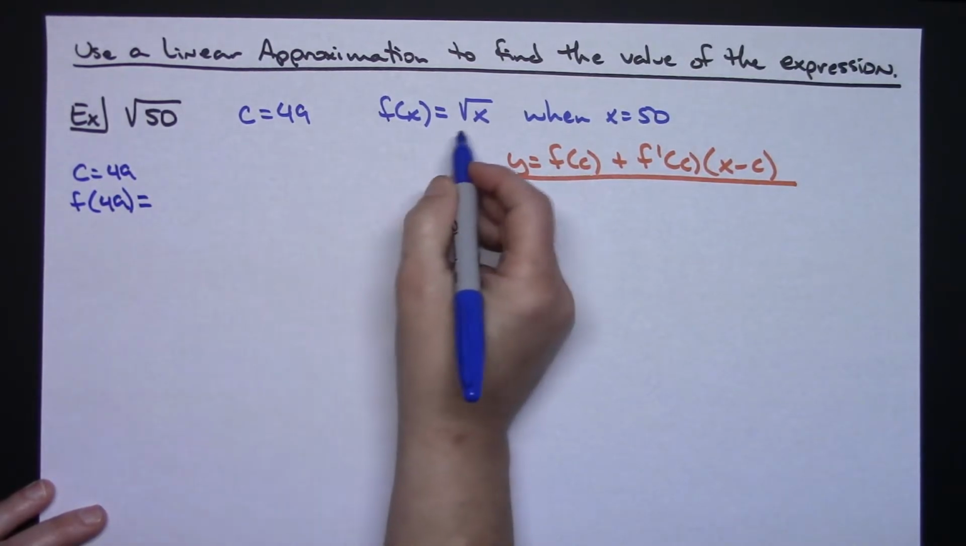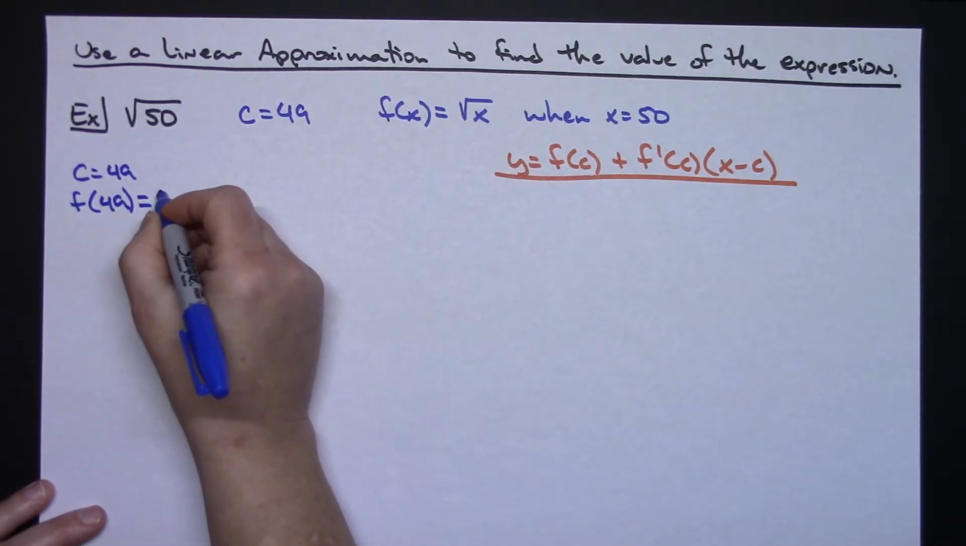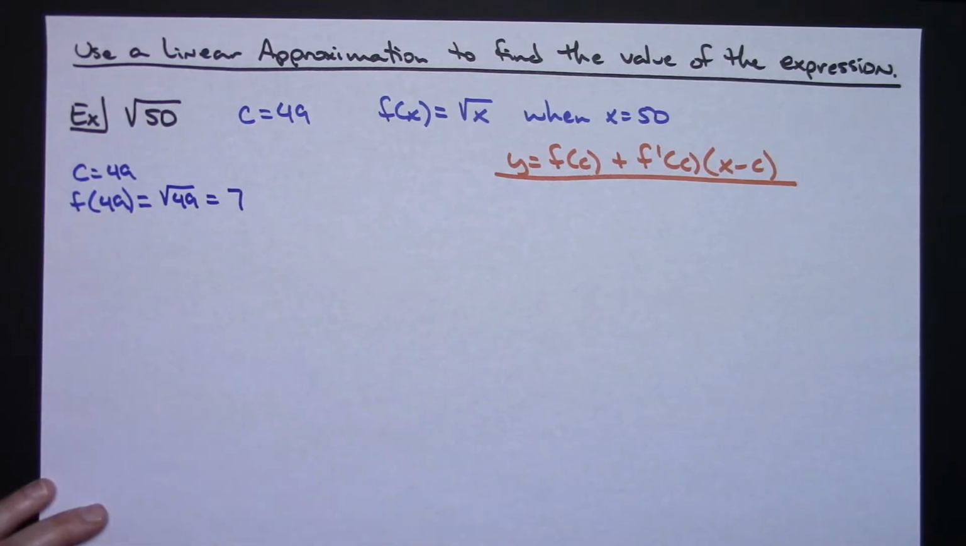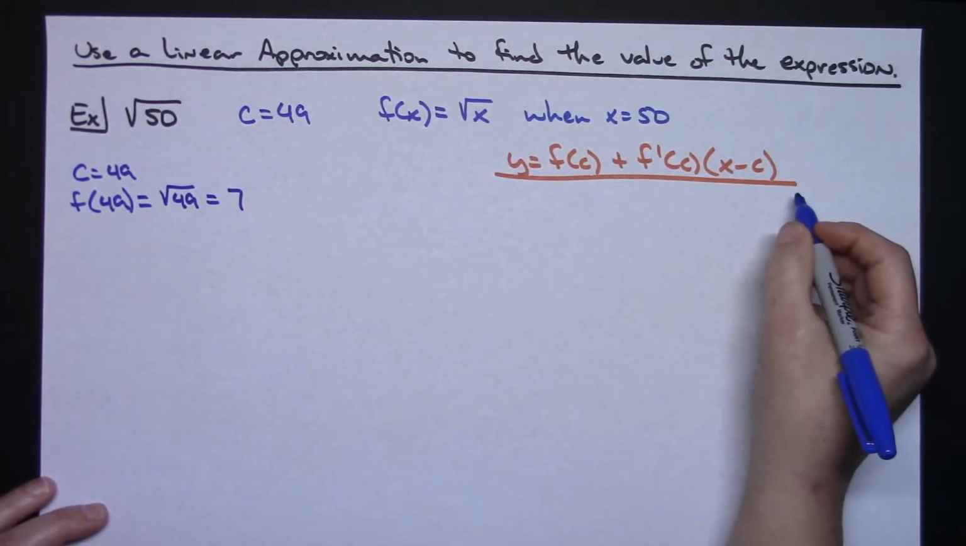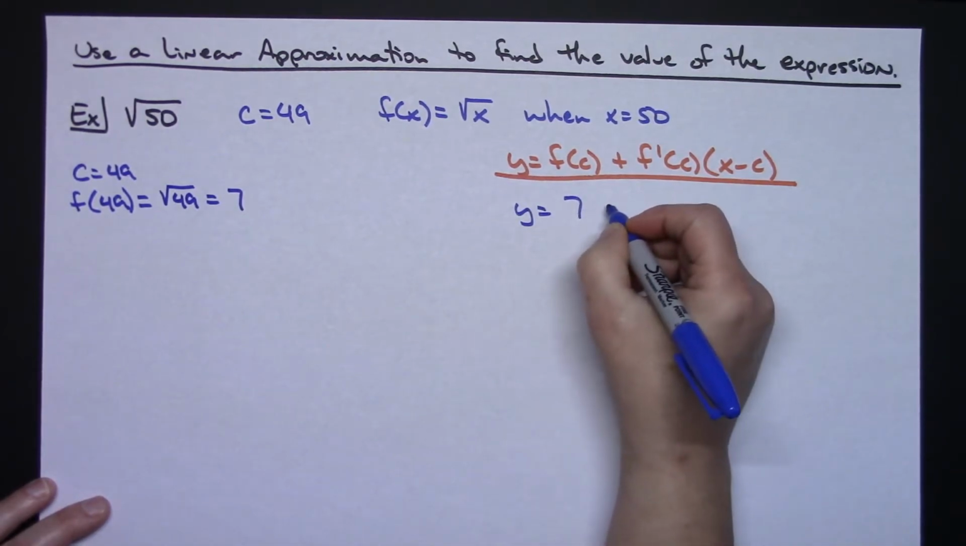If I plug in 49, my function is the square root of 49, which we know is equal to 7. So if I start filling in what I know here, y equals, I've got a 7 so far.